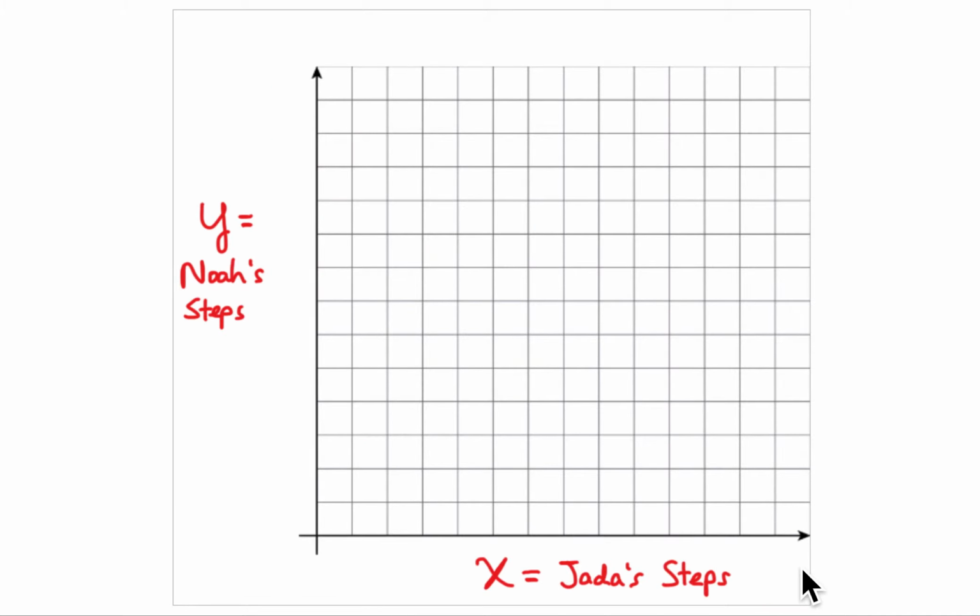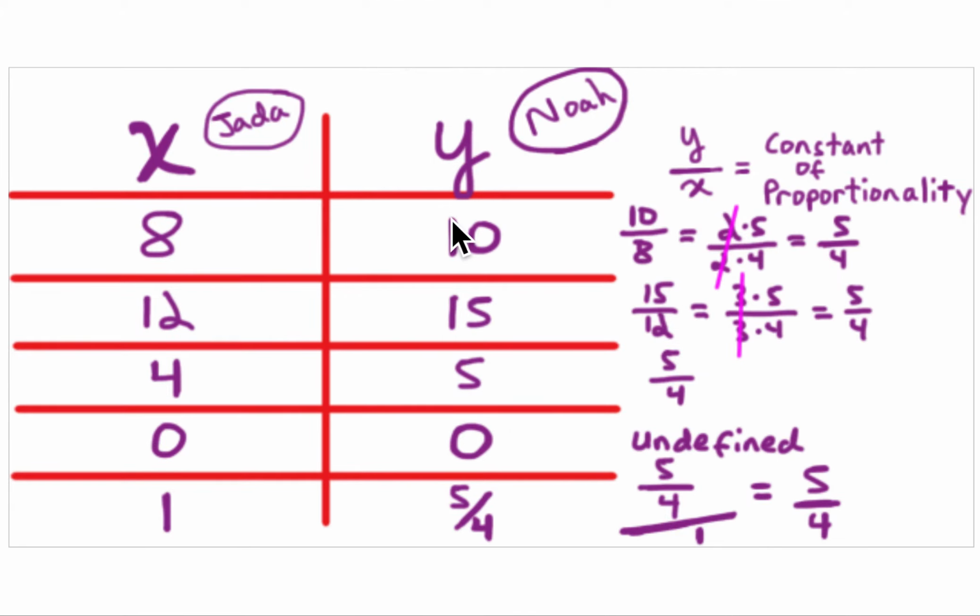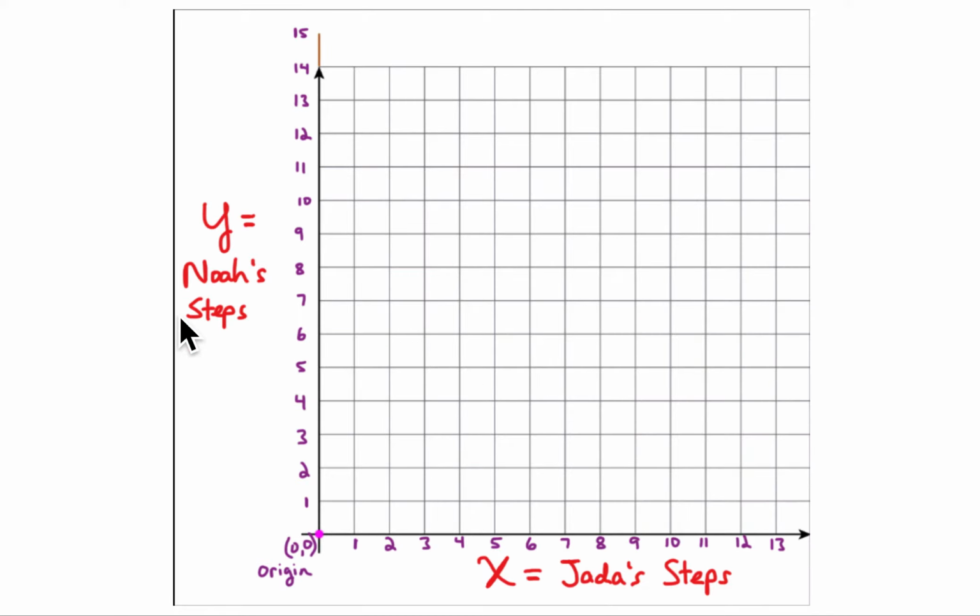All right, so the graph. We know that the x-axis is going to be Jada's steps. So that's the label of the x-axis. We know that the y-axis is going to be Noah's steps. So this is the label of the y-axis. And if you look at the table, Noah's steps goes out to 15, and Jada's steps, the highest number of Jada's steps, is 12. So you use those numbers to figure out where to place your scale, how far out to go on your scale.